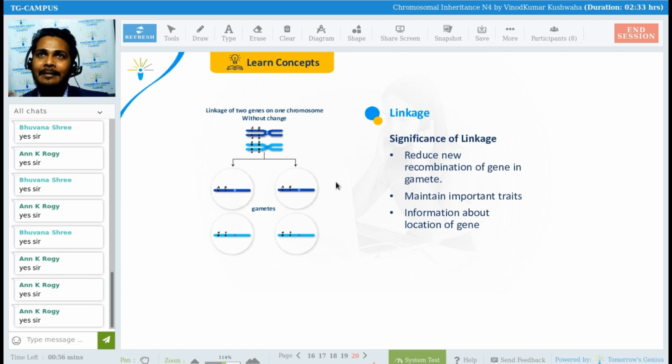So if I want that particular gene which makes the body stronger, you cannot accumulate that gene in a particular trait. So actually it is disallowed by the linkage. Are you getting my point? So this is how we can see the significance of linkage, as given over here.